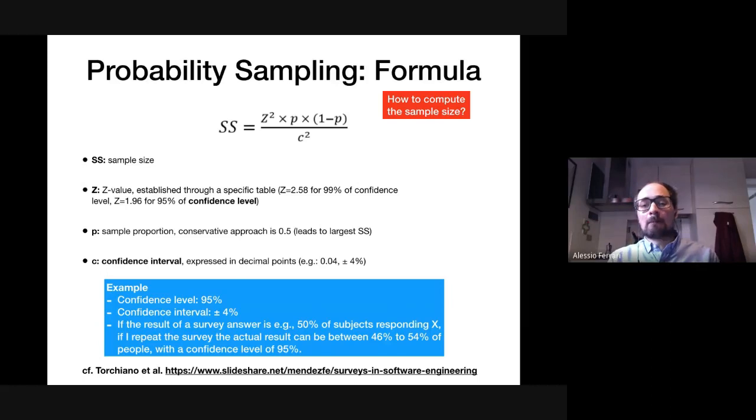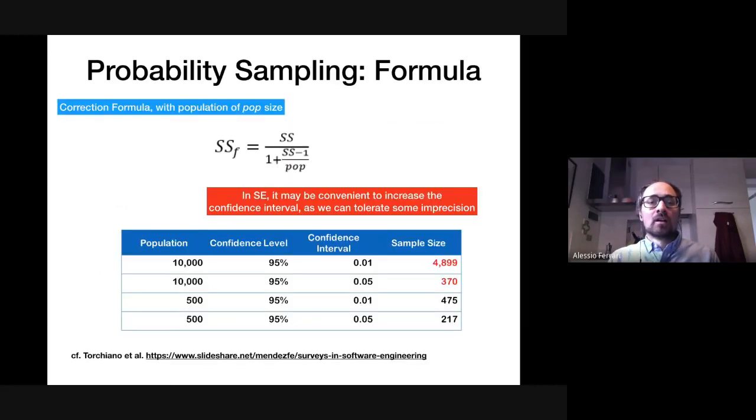This is how to read confidence level and confidence interval. When you have a population with a certain size, you can correct your number. So there is this correction formula.